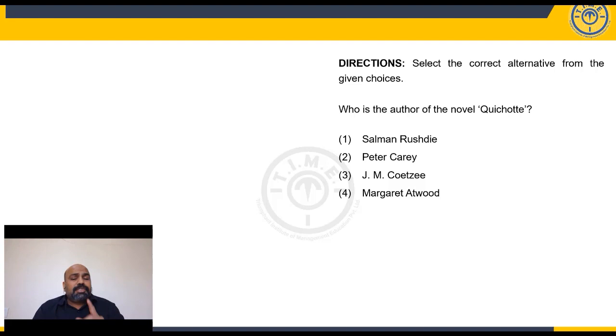Traditionally, the Booker Prize is given only once a year, only to one author. But this last year, it was given to two authors. Before we come to that, let's look at Peter Carey. Peter Carey won the Booker Prize twice, my friends. Once for Oscar and Lucinda, L-U-C-I-N-D-A. Lucinda. Oscar and Lucinda. Second one.